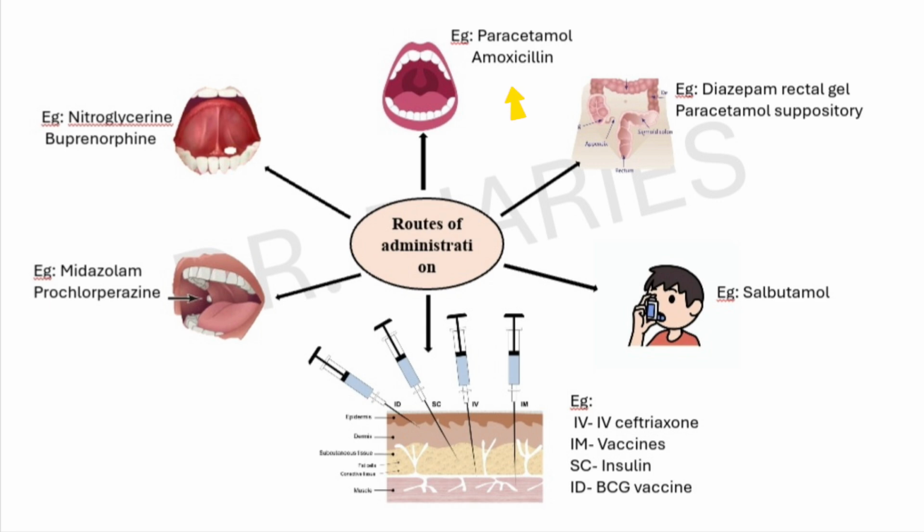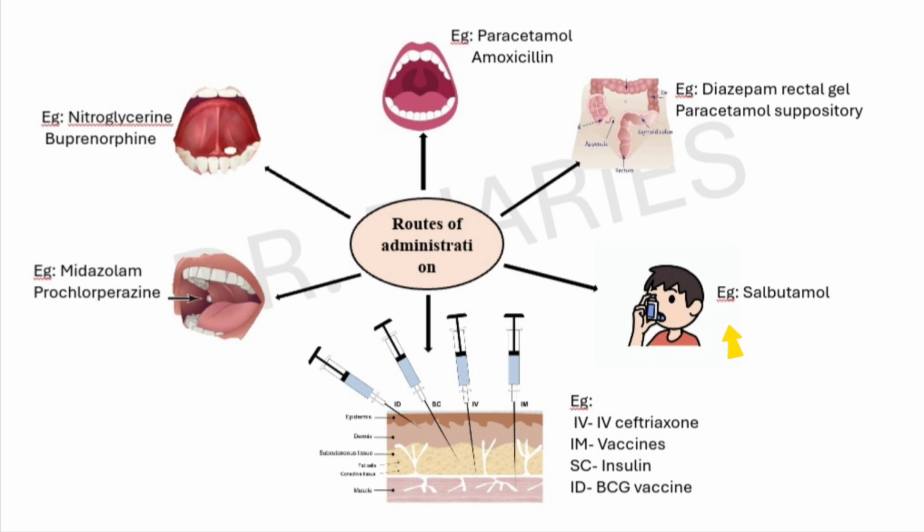Routes of drug administration. There are different entry paths for a drug into the body, each chosen based on how fast the action is needed, where the drug needs to go, or drug stability. Oral route. Easy, common, but affected by digestion and first-pass metabolism. E.g. paracetamol, amoxicillin. Rectal, avoids some first-pass effect and shows action where needed. E.g. diazepam rectal gel. Inhalation, direct to lungs for rapid action.